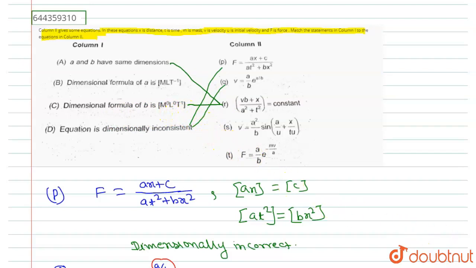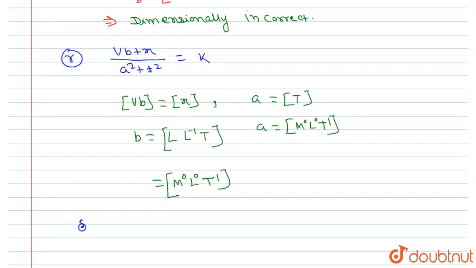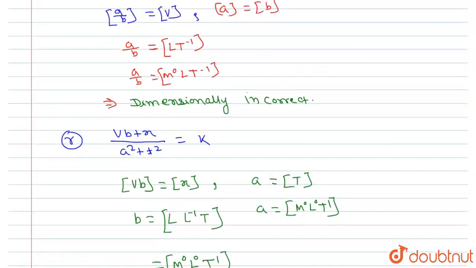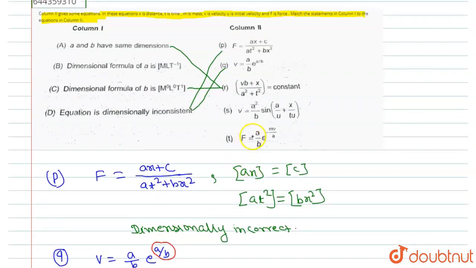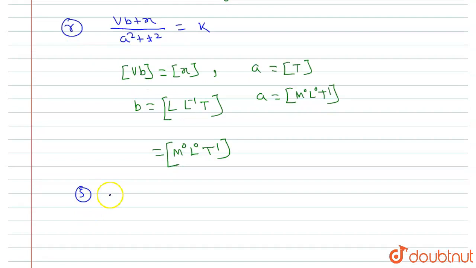Clear? Now coming to the next part of this question. In the S part, it is given that V is equal to A square divided by B, and sine A by U plus X by TU is given. So V is equal to A square by B, which is A square divided by B, and this is sine A by U, plus X by TU is given. Clear?